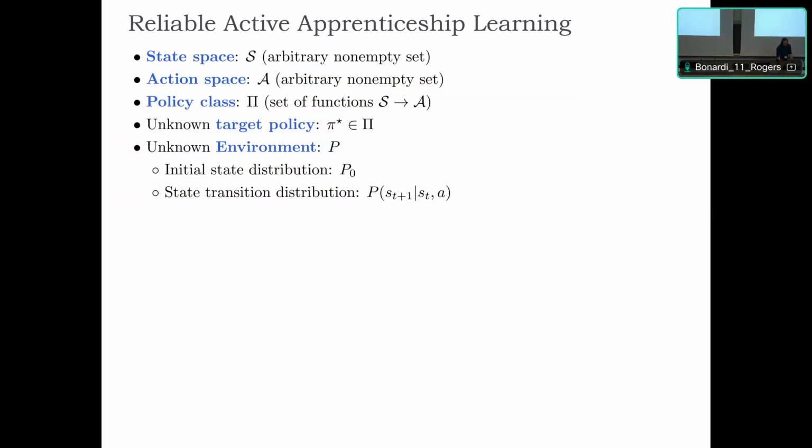All right, so we're going to formalize this as essentially an MDP kind of setup. So there's a state space, and there's an action space. These are just arbitrary non-empty sets. There's a policy class, which is just a set of functions mapping states to actions. There's some unknown target policy pi star in the class. And there's an unknown environment, P, and that consists of an initial state distribution and a state transition distribution, which just says if you do an action in a certain state, what's the distribution over the next state?